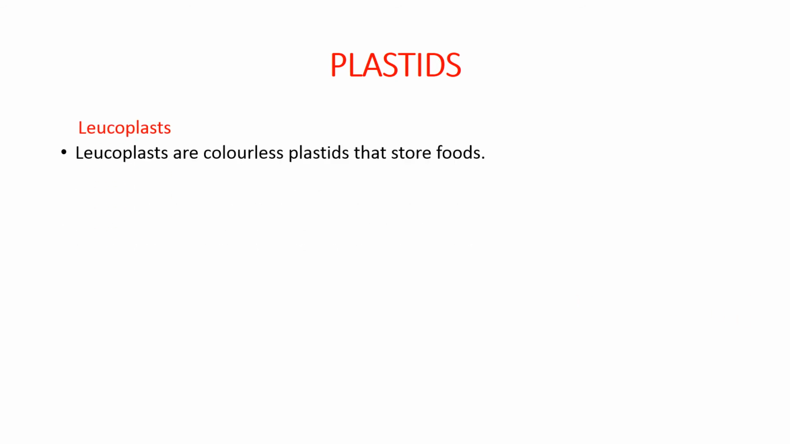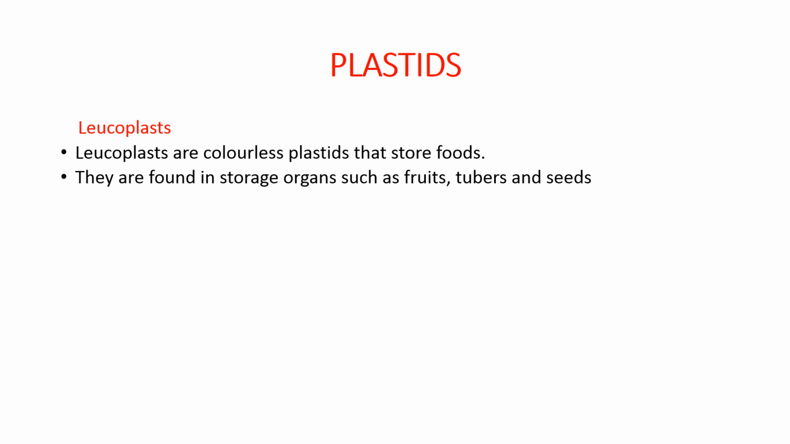Leucoplast. Leucoplasts are colorless plastids that store foods. They are found in storage organs such as fruits, tubers and seeds, white in color, store foods.